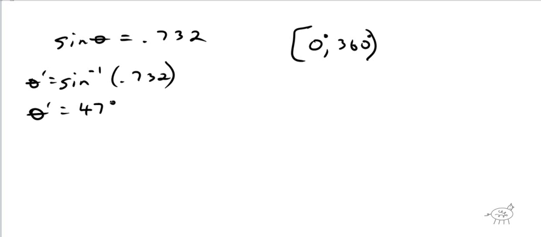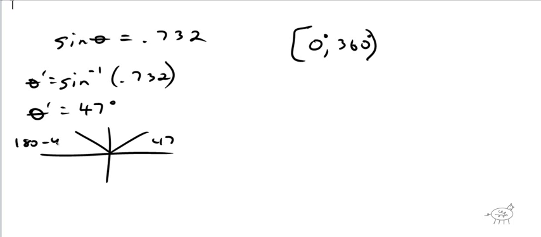All right, that's a reference angle. Now where's sine positive? Here and here. So one answer is 47 degrees, the other one's 180 minus 47, which is 133 degrees. So those are your two answers. Okay? Really pretty easy, right? Let's just do another one before we get into reciprocal functions.